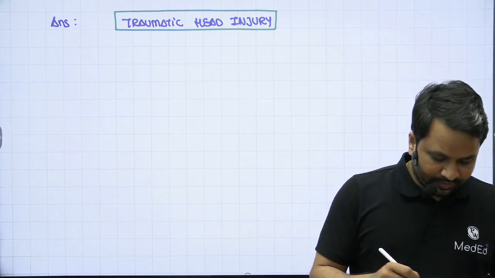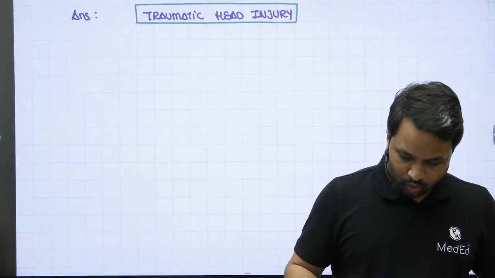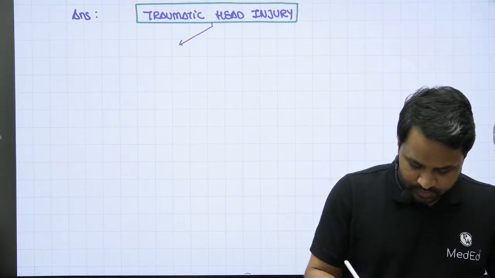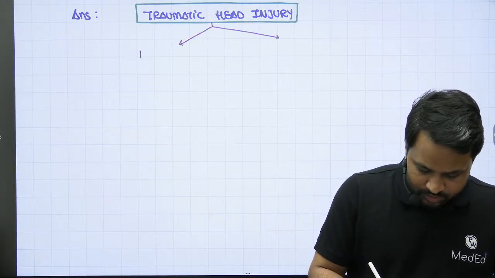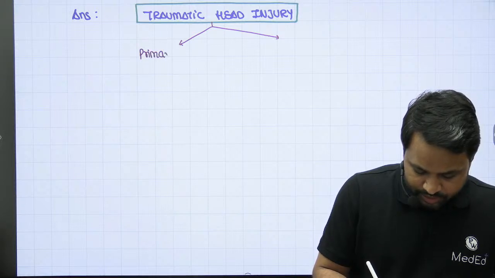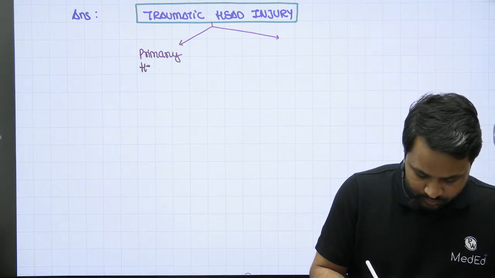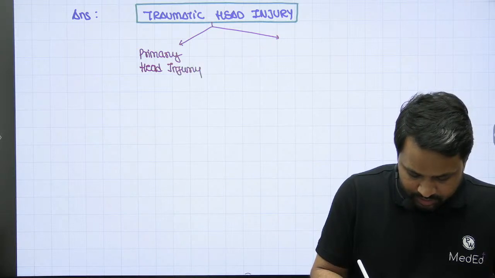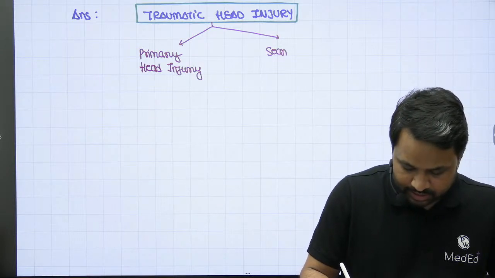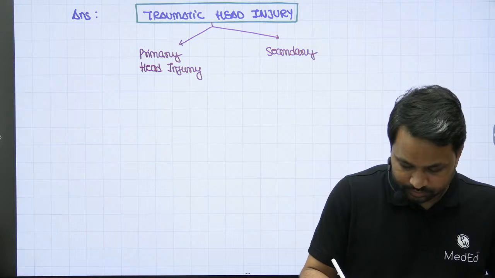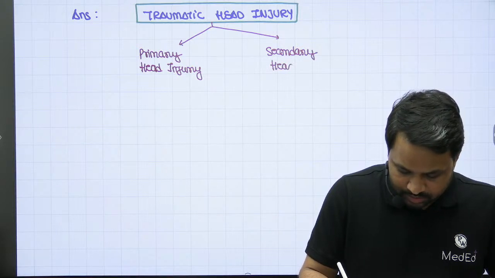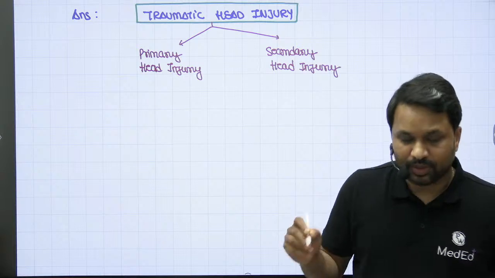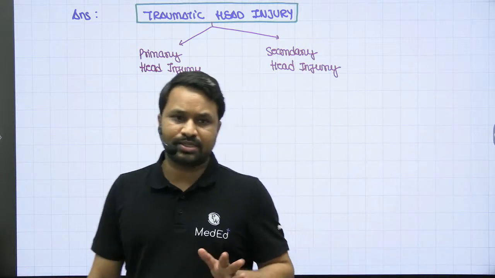Now we classify the traumatic head injuries into 2 categories. One is the primary head injury. Another one is your secondary head injury. So one is your primary head injury, another one is your secondary head injury.